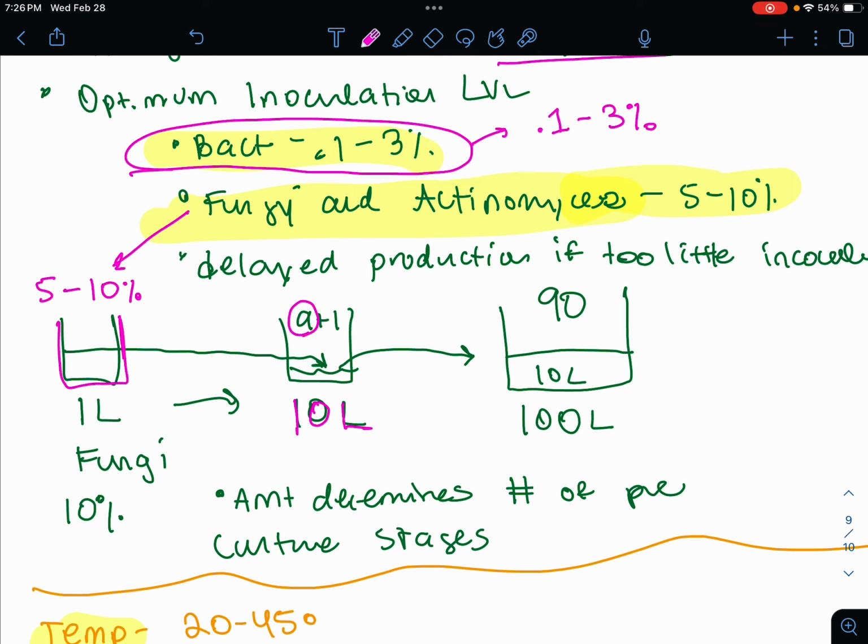So what if we want to do another 10%? What is 10 liters 10% of? It's going to be 100. So we're going to have 10 liters of the previous solution and then 90 liters in addition of the broth.